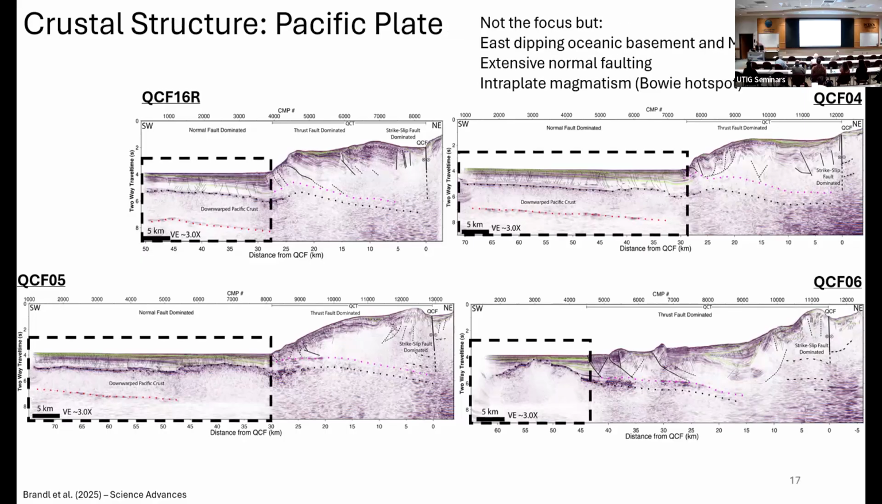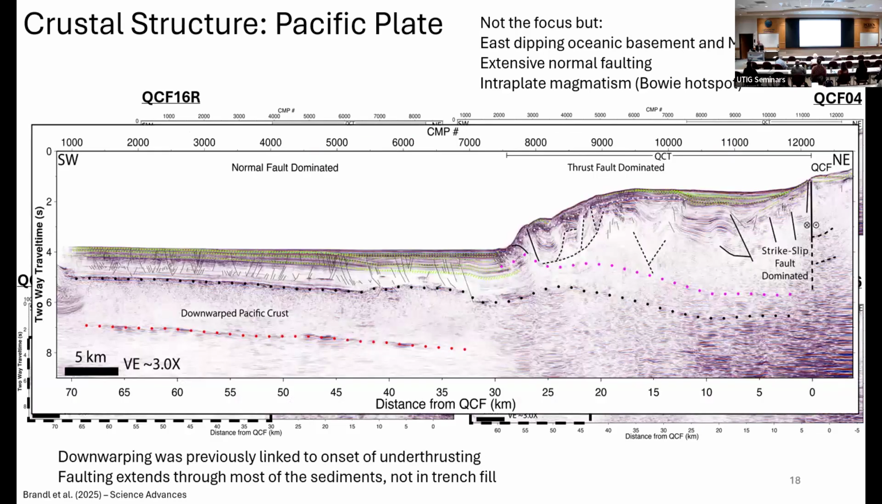It's not the focus of the talk, but this is nice, relatively new data. I think it's good to highlight some of the things we're seeing adjacent to the Queen Charlotte Terrace. On the Pacific plate, we see this east-dipping oceanic crust. There's extensive normal faulting in the sediments, and we maybe have some sporadic places where there is intraplate magmatism from the Bowie hotspot, which is something I'm actively working on right now.